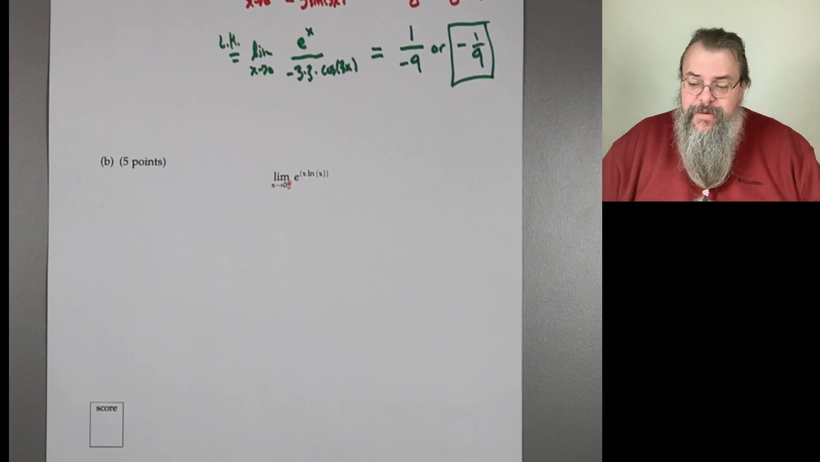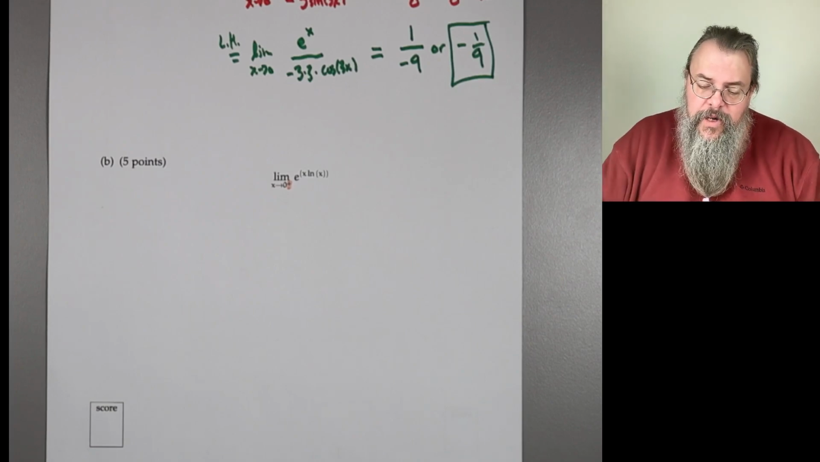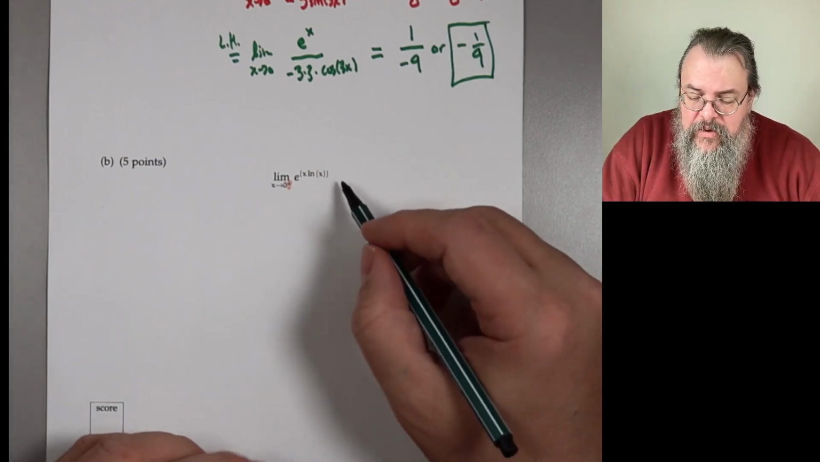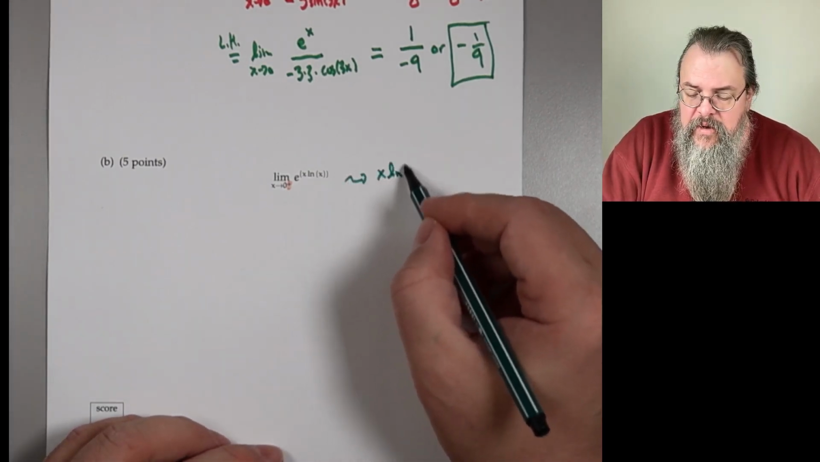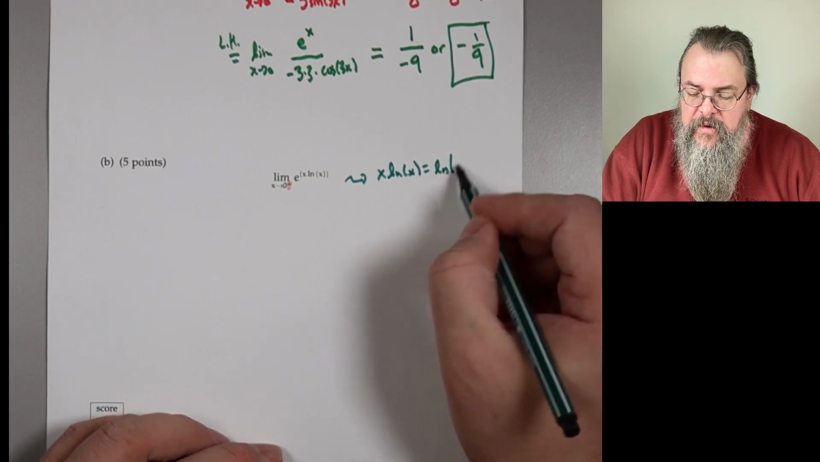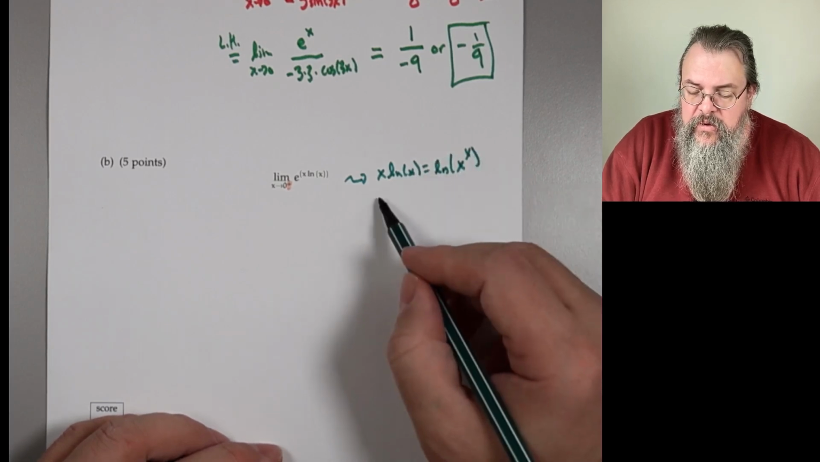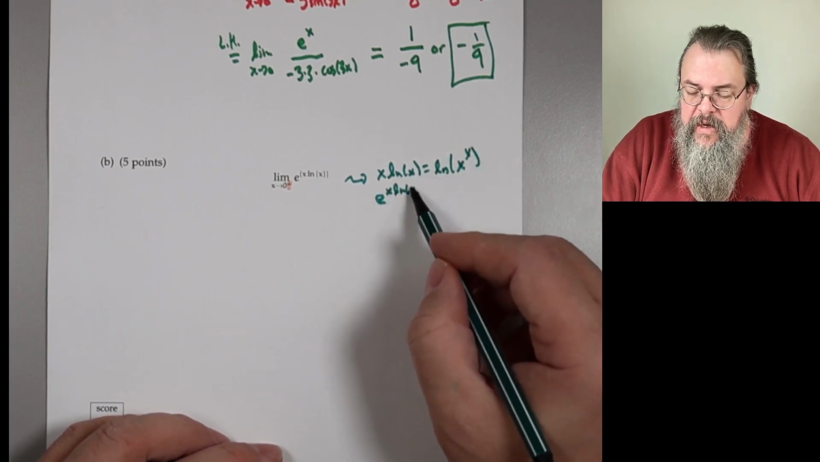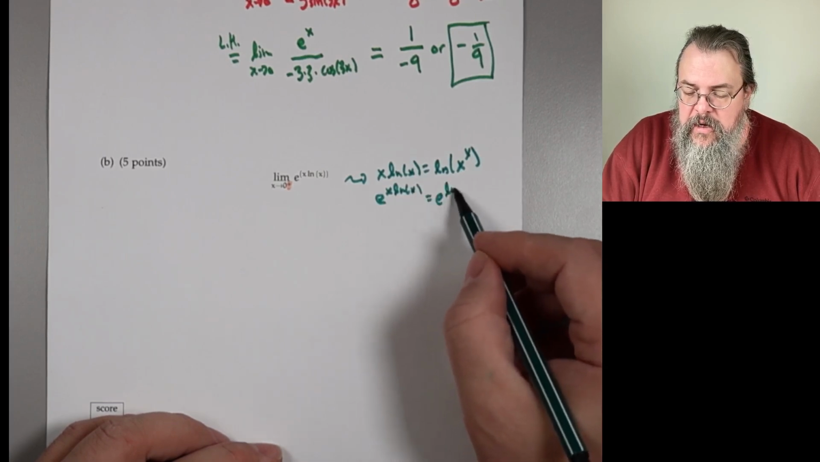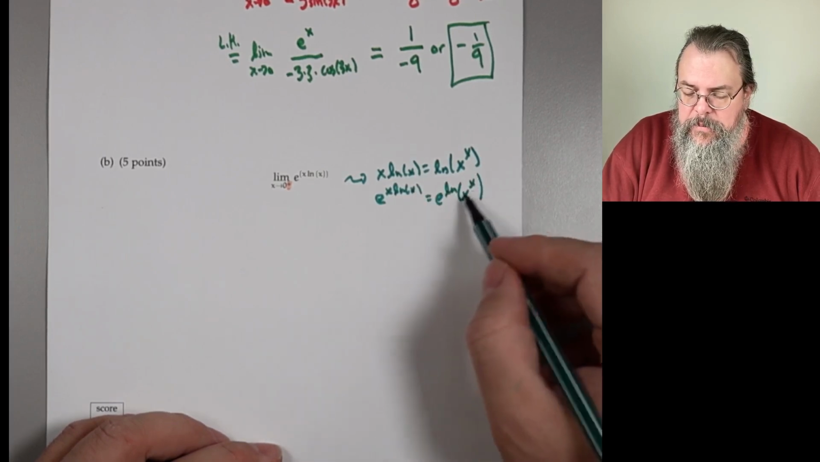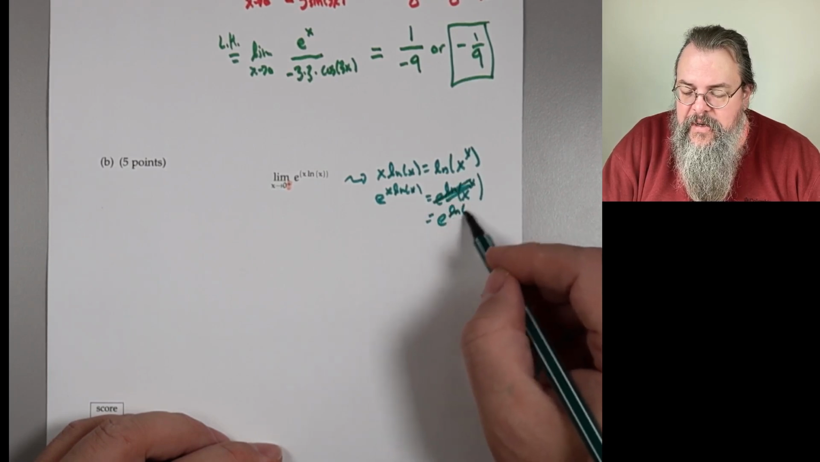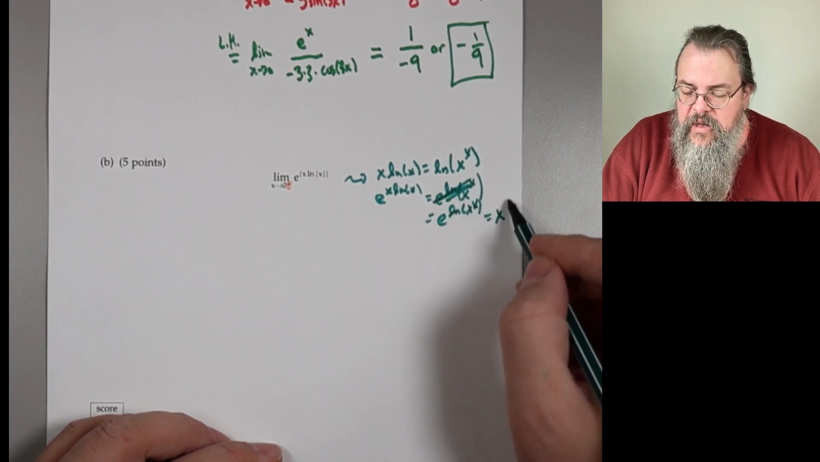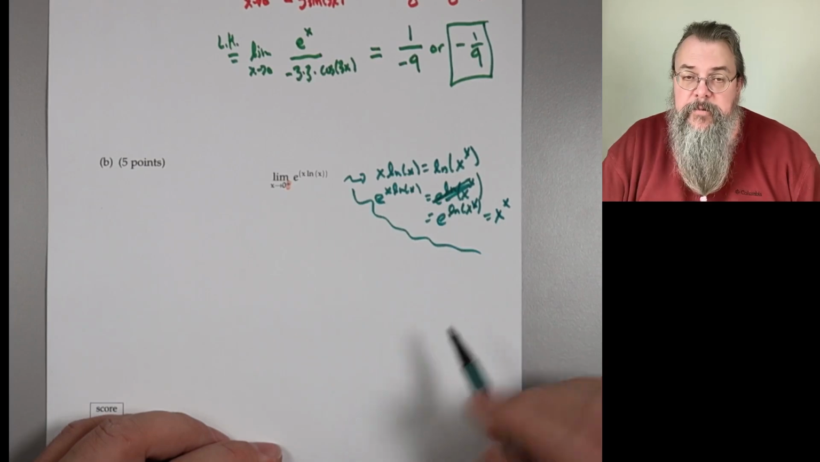There's a couple ways we can do this. One way we could do this is to say, hey, x log x, that's really the same as log of x to the x. So e to the x log x is e to the log of x to the x, which is x to the x, and then you could do that limit.